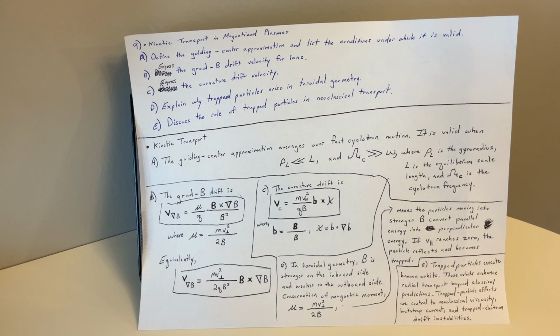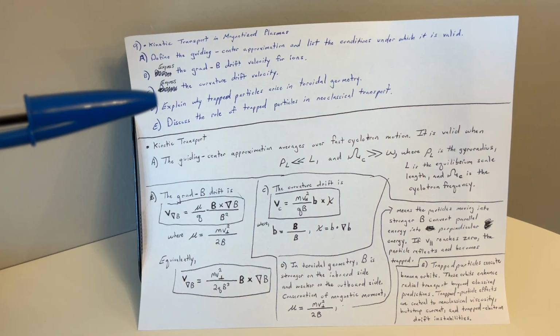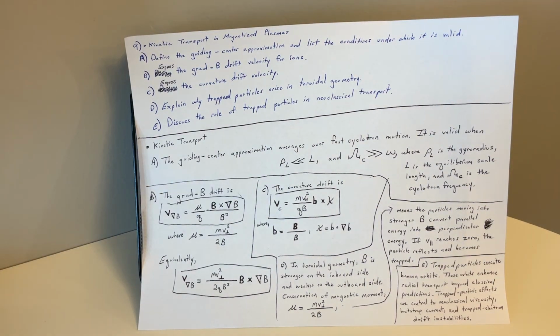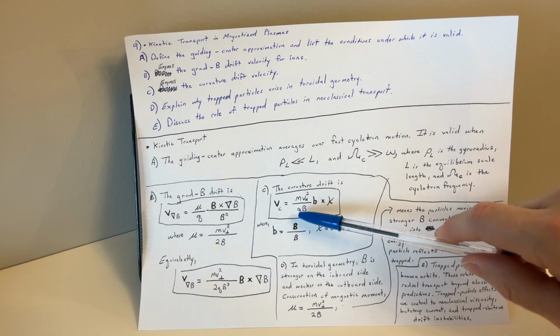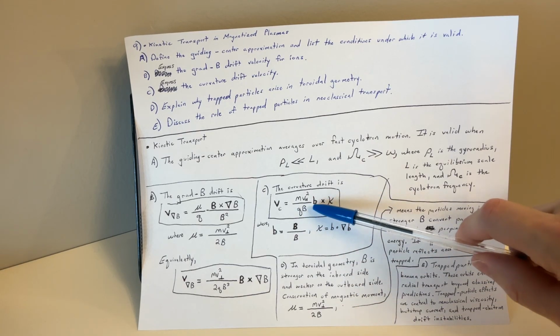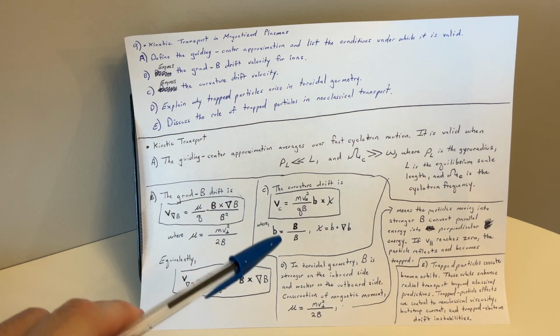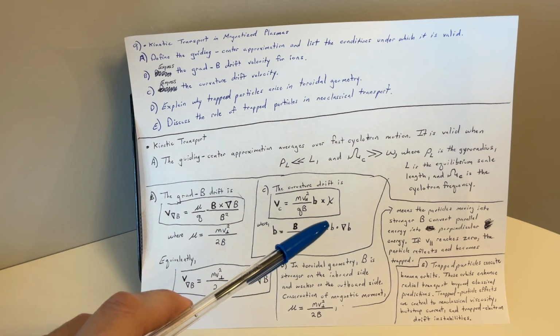And from here, for curvature drift, express the curvature drift velocity. Curvature drift is v sub c equals m v parallel squared over qB, times b crossed with kappa, where b equals the magnetic field B over B, and kappa is b dot del b.